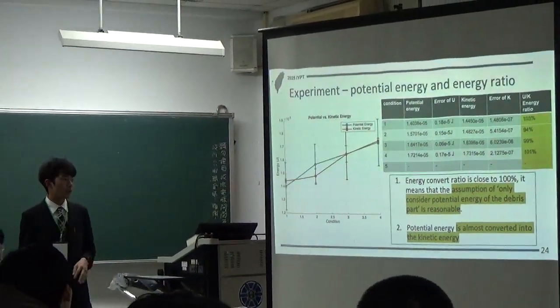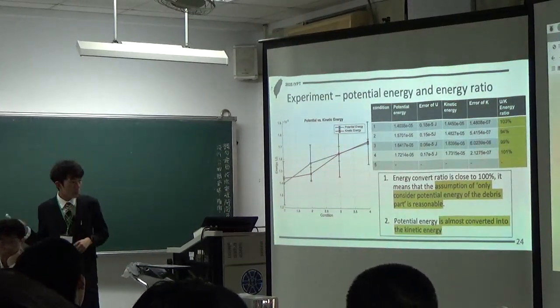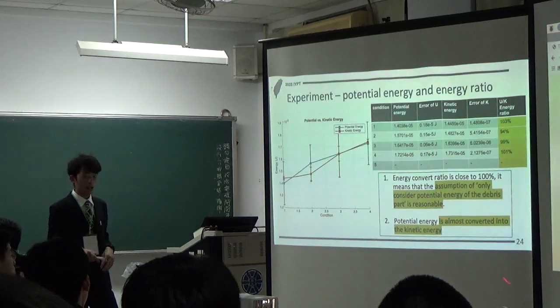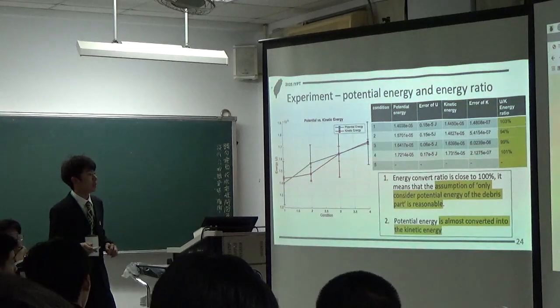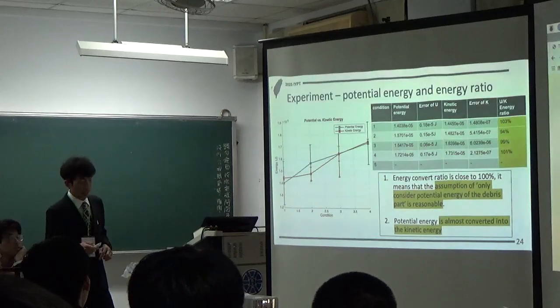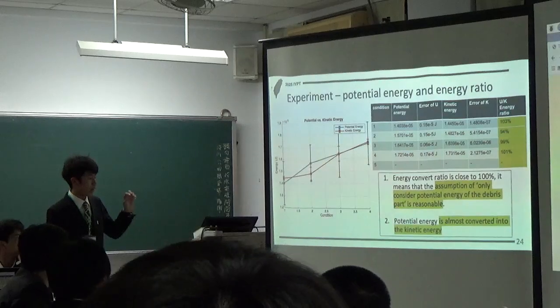It means that the assumption of only considering the potential energy of the debris parts is reasonable. And next, we notice that the potential energy is almost converted into the kinetic energy, which means that the energy loss is pretty small. So you can see the energy ratio right here. It's almost 100%. And I think the error bar here is just like the MSJ label point error.